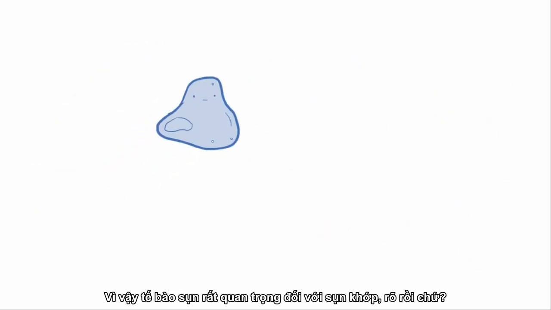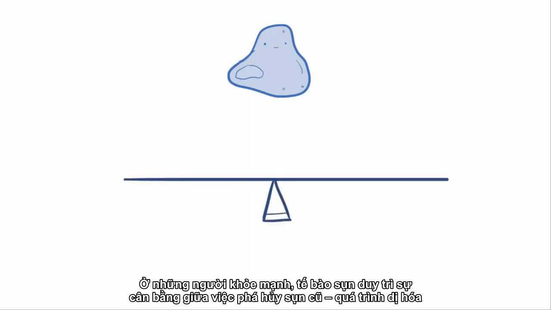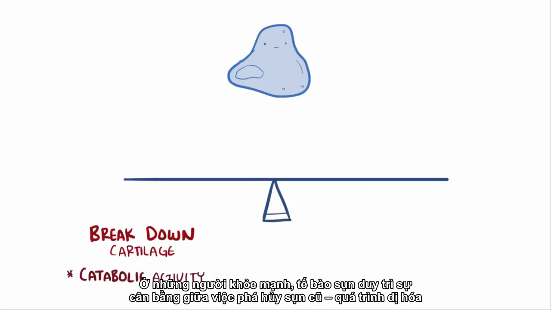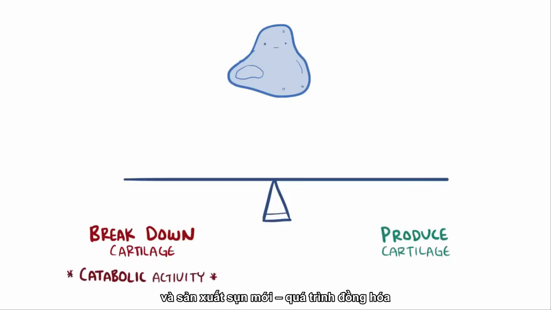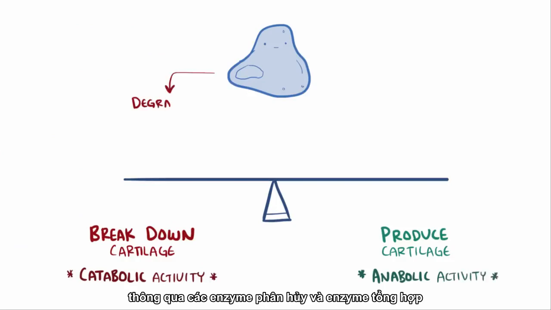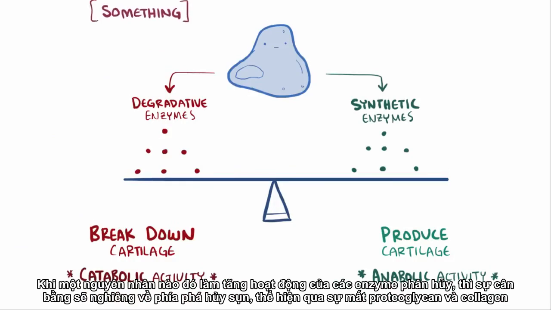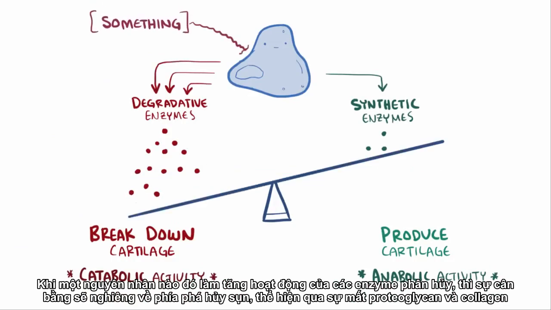Okay, so chondrocytes are important for the articular cartilage. Got it. That makes sense. In healthy people, chondrocytes maintain a delicate balance between breaking down old cartilage, called catabolic activity, and producing new cartilage, called anabolic activity, through the use of both degradative enzymes and synthetic enzymes. When something causes an increased expression of degradative enzymes, then the balance tips toward a net loss of cartilage via loss of proteoglycans and collagen.